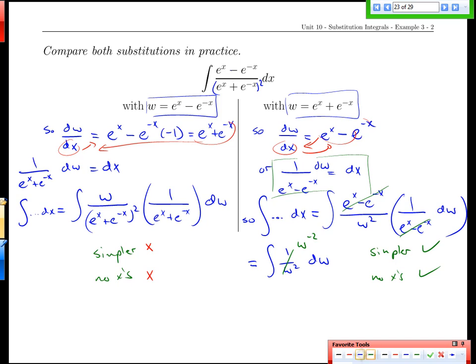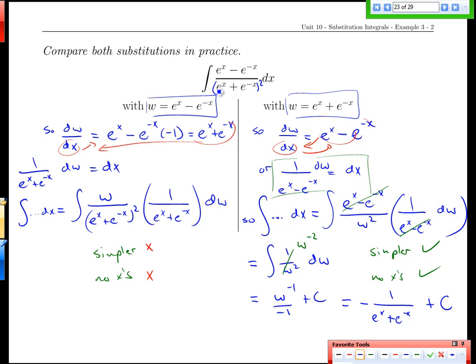We'll write it as a power to make the power rule easier to work with. w to the negative 2's integral is w to the negative 1 over negative 1. Add 1 to the power, divide by the new power, plus a constant. And that will be negative 1 over w, which is e to the x plus e to the negative x. All of that plus a constant.